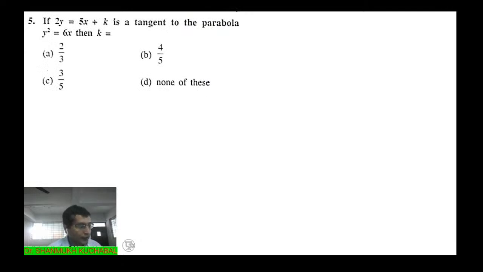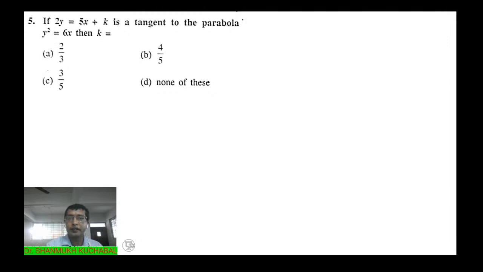We'll move to the next example. If 2y equal to 5x plus k is a tangent to the parabola y square equal to 6x, then the value of k is, okay.